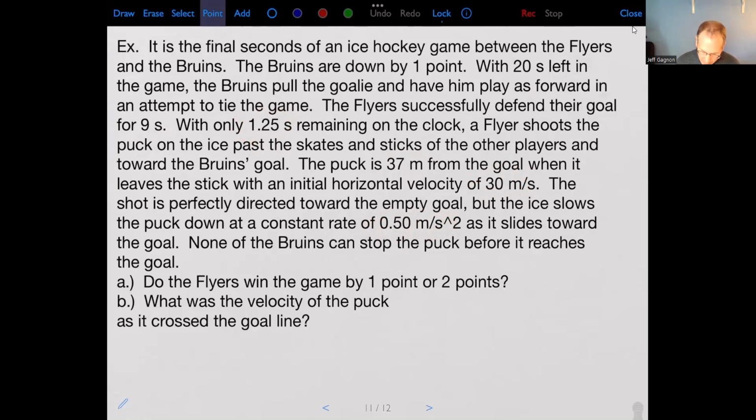Okay, so that's basically how we're going to answer that first part. And then the second part is, if it did cross the line, so we kind of have to answer the first part first, then what was the velocity of the puck as it crossed the goal line, assuming that it did score? Okay, so let's see if it scored at all. Let's answer the first part.